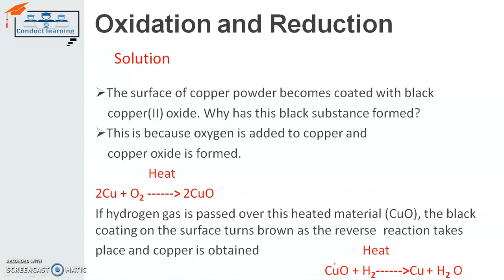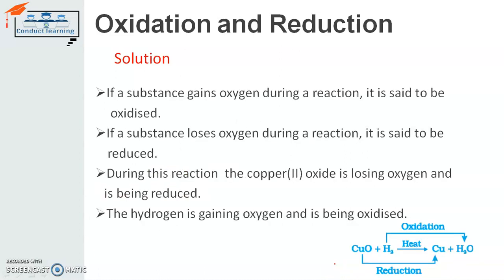If oxygen is added to a substance, it is oxidized. If it is removed from the substance, it is reduced. This is oxidation and reduction, and the same is written there. If a substance gains oxygen during a reaction, it is said to be oxidized because oxygen is added to it. On the other hand, if a substance loses oxygen during a reaction, it is said to be reduced because oxygen is removed from that substance. During this reaction, the copper oxide is losing oxygen and being reduced.